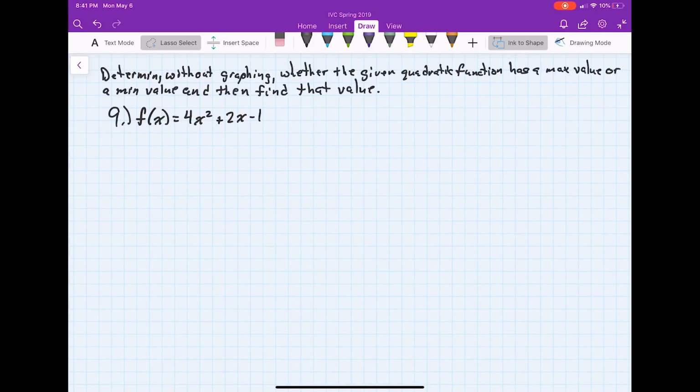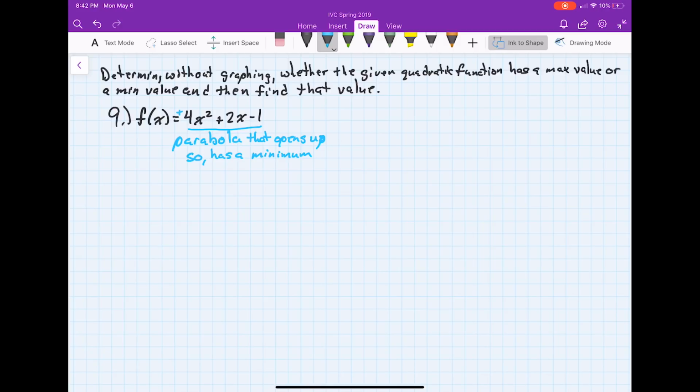Okay, for these next 3, we're going to determine, without graphing, whether the given quadratic function has a max value or a min value, and then find that value. Well, this is a parabola. And since it's positive at the beginning, it is a parabola that opens up. So it has a minimum value. The parabola opening up means it has a trough at the bottom, so that's where it'll have a minimum.